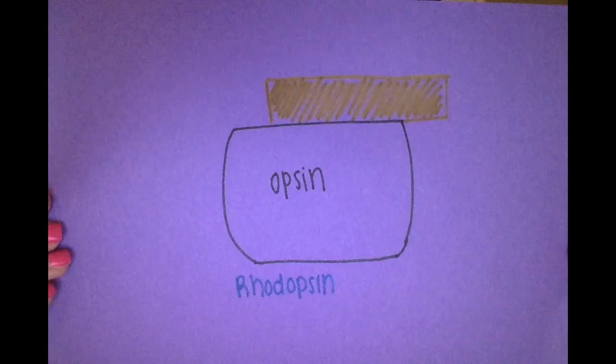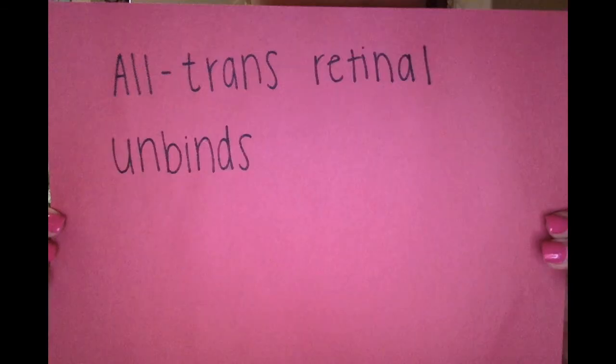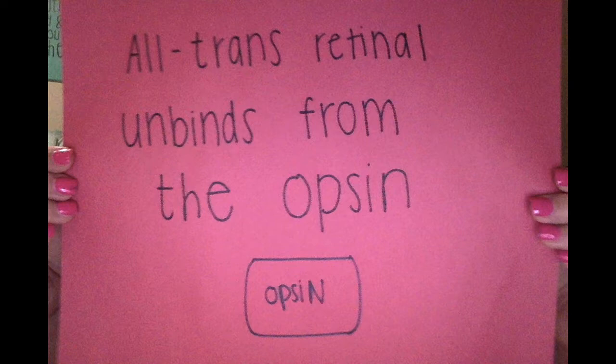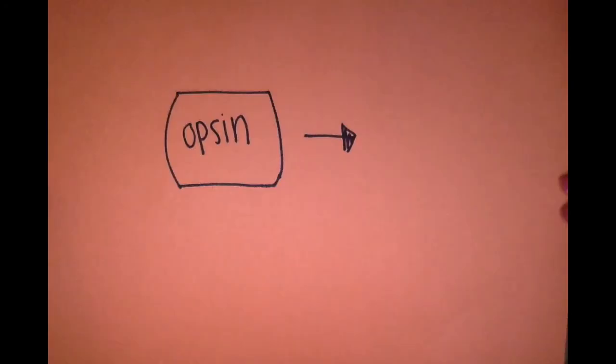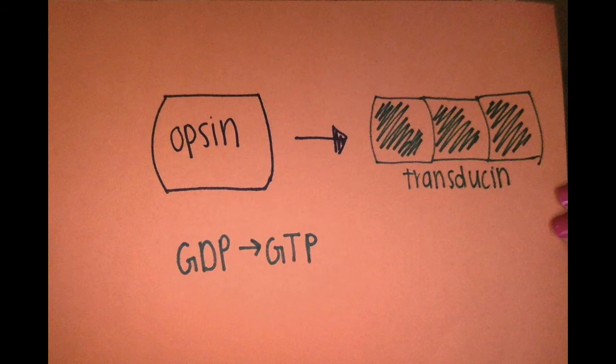Okay, so step one, a photon of light is going to come and hit the rhodopsin, which is going to change the 11-cis retinal into all-trans retinal, which makes it a more linear shape. After this, the all-trans retinal is going to unbind from the opsin, which is going to leave the opsin by itself. Once the opsin is by itself, it's going to attach itself to the transducin, which is going to activate the transducin, and which is going to make GTP.